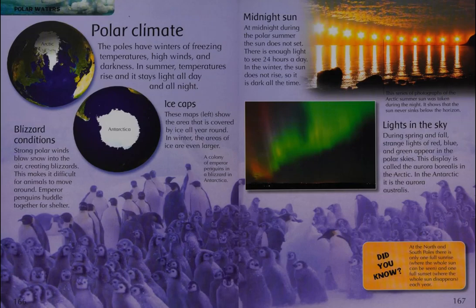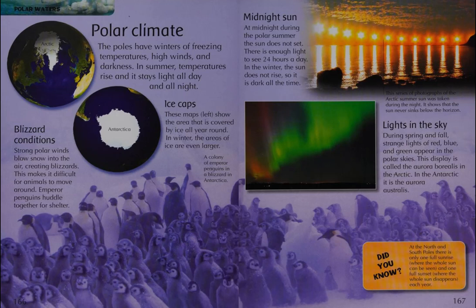Polar climate. The poles have winters of freezing temperatures, high winds, and darkness. In summer, temperatures rise, and it stays light all day and all night. Blizzard conditions. Strong polar winds blow snow into the air, creating blizzards. This makes it difficult for animals to move around. Emperor penguins huddle together for shelter. A colony of emperor penguins in a blizzard in Antarctica.